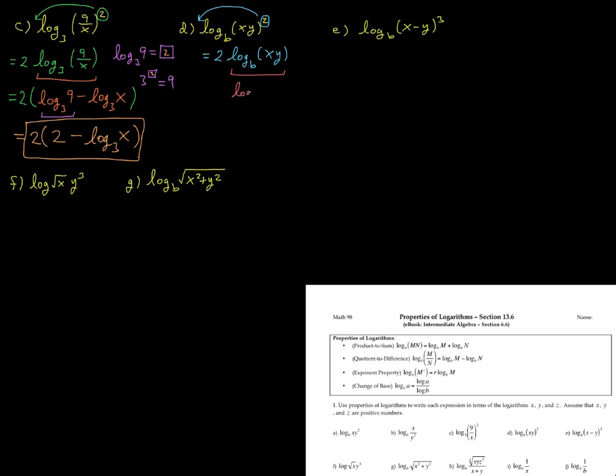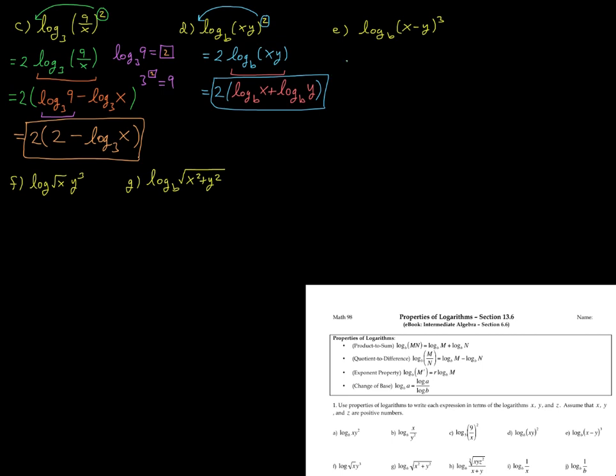And now just like what we saw in part C, I can split this up. This is going to be log base b of x plus log base b of y. So I'm using product to sum on this. But again, there's that 2 out in front that's multiplying this logarithm here in blue. So that means it's going to multiply this entire expression. And that is as far as I can go here.